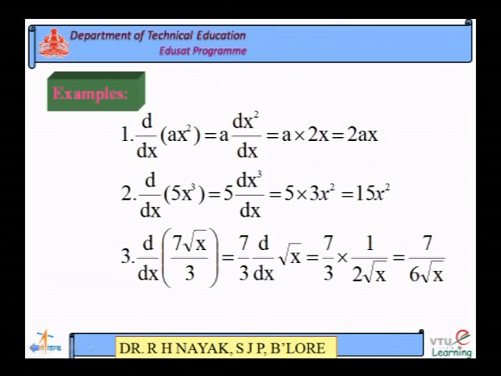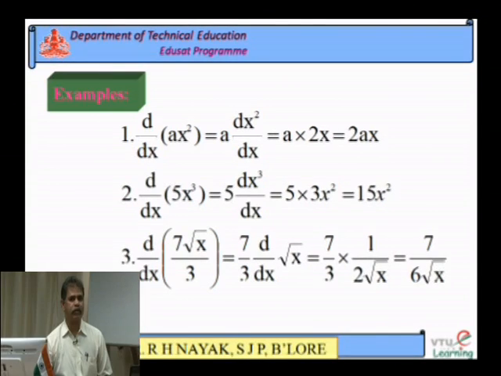You see the third example, d by dx of 7 by 3 into root x. 7 by 3 is a numerical constant, it is taken outside and we have differentiated root x. What is differentiation of root x? Differentiation of root x, as I mentioned earlier, is taken as 1 divided by 2 root x. Therefore, 7 into 1, 7, 3 into 2, 6, that is 7 by 6 root x.